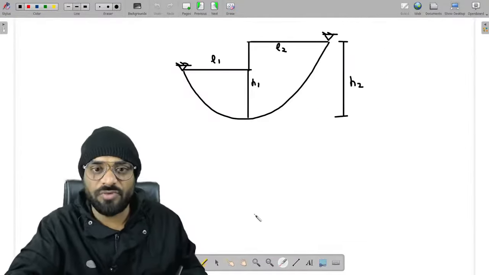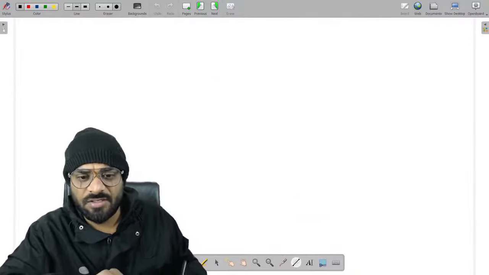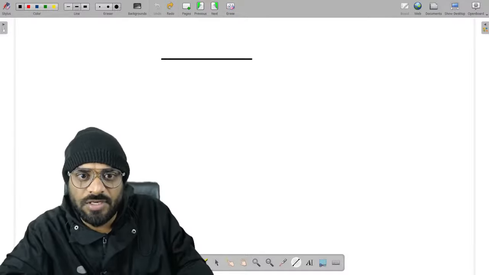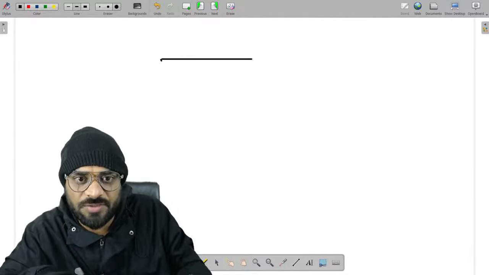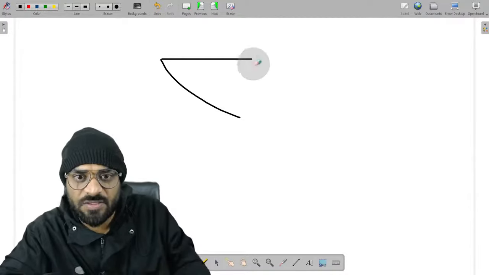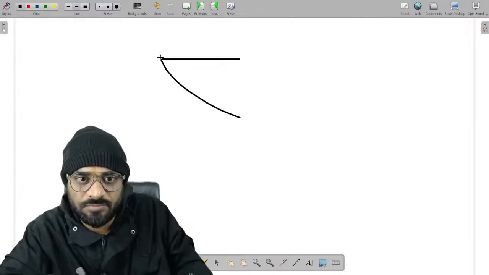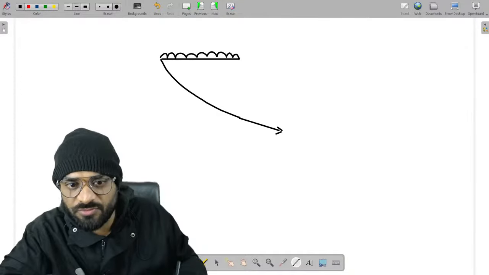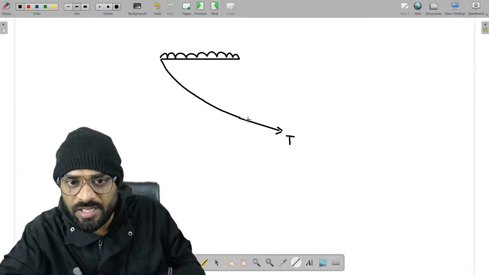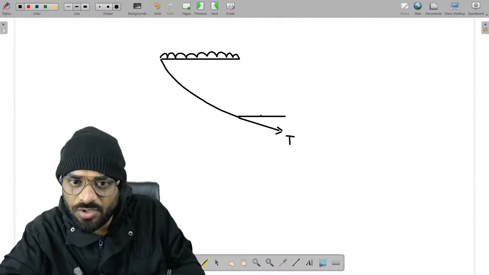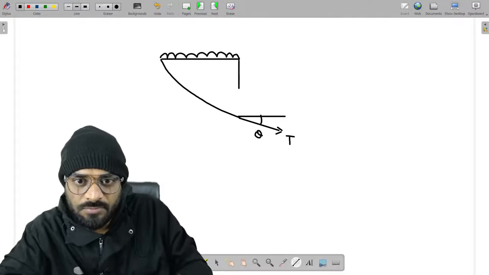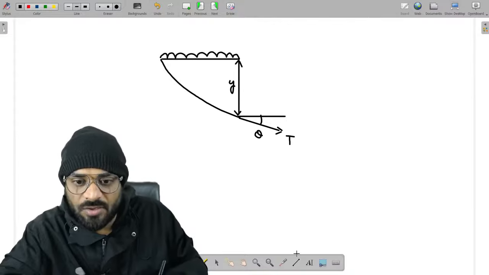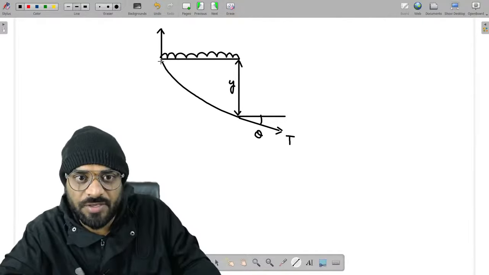Let us suppose you want to find the tension in this cable at any distance x. So what is that value? Very easy. Just draw the tension force like this, and the angle will be theta with respect to horizontal. And this is our dip, which is basically y. Now guys, at this particular location, we have VA and this is HA.